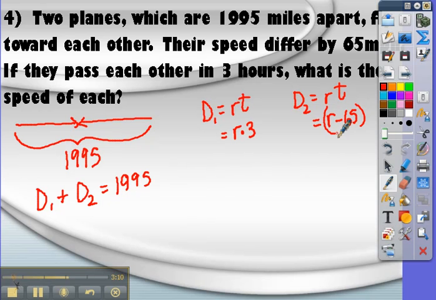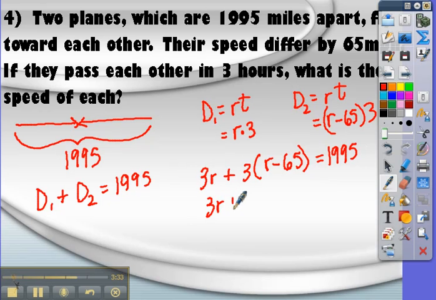And remember, we're not setting these equal. We're going to add them and set them equal to that total distance that we know that it equals. So I'm going to have 3R plus, and then I'm going to have a 3, stick that in front, R minus 65 equals 1995. Okay, distribute to get rid of the parentheses. Okay, I'm going to combine my like terms, which is going to be a 6R, but I'm also going to add this 195. I'm kind of running out of room and time, so I'm going to hurry here. Add the 195.